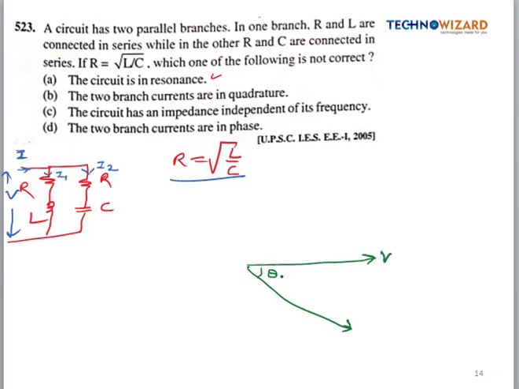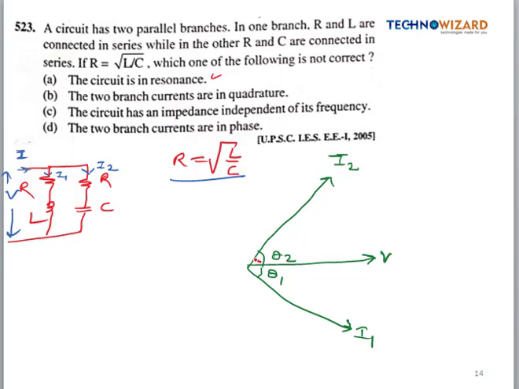I am denoting. Okay, so this is I1 and this is I2, and in I2 the current will lead the voltage by some angle theta 2. So this will be something like this. Okay, it will not lead by 90 degrees because R is present, so this is leading by theta 2. Now here the angle between I1 and I2 will be 90 degrees.